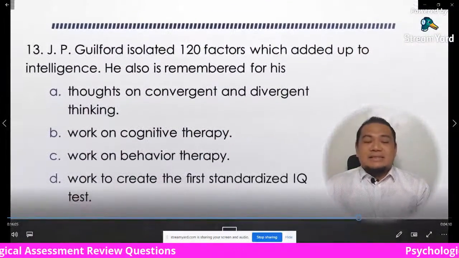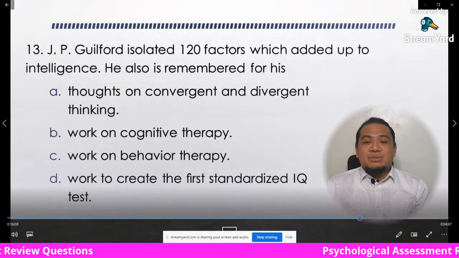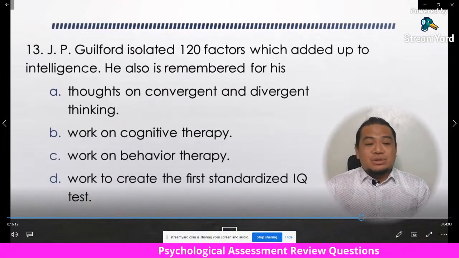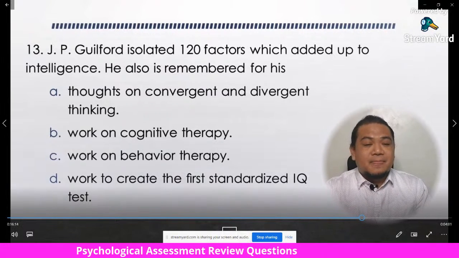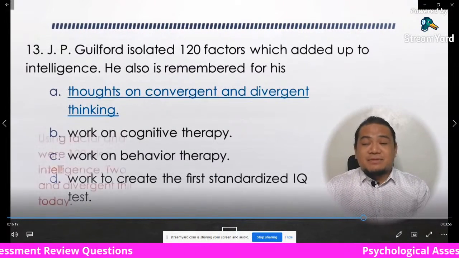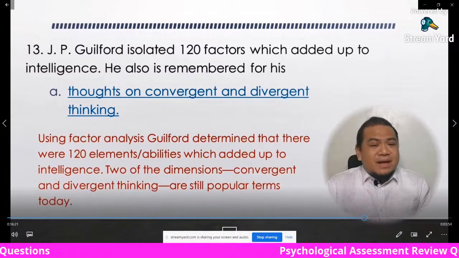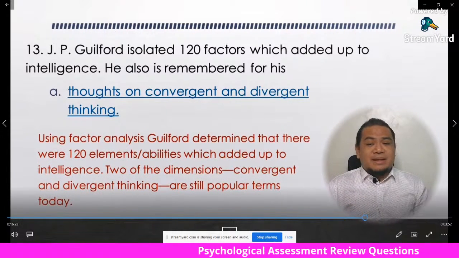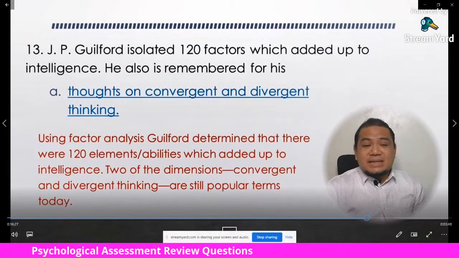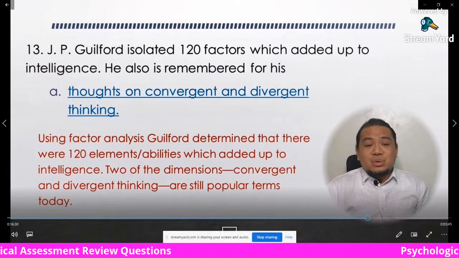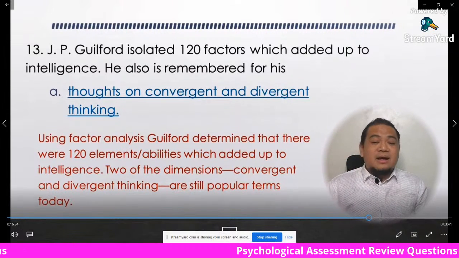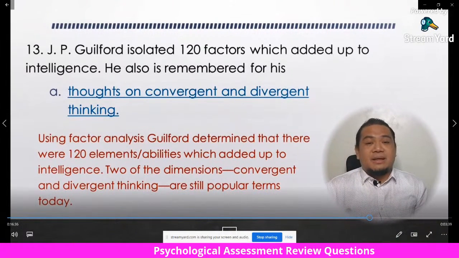Number 13, J.P. Guilford isolated 120 factors which added up to intelligence. He is also remembered for his letter A, thoughts on convergent and divergent thinking. Using factor analysis, Guilford determined that there were 120 elements or abilities which added up to intelligence. Two of the dimensions, convergent and divergent thinking, are still popular terms today.